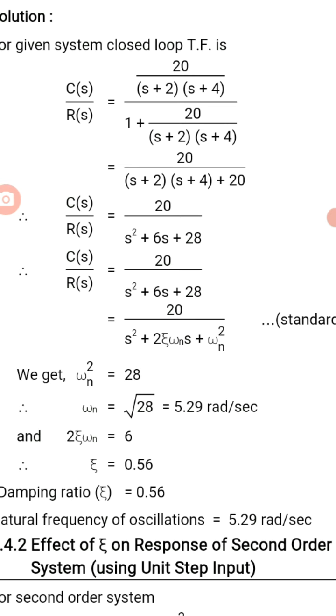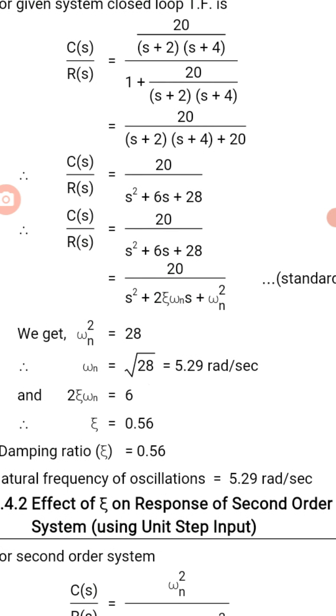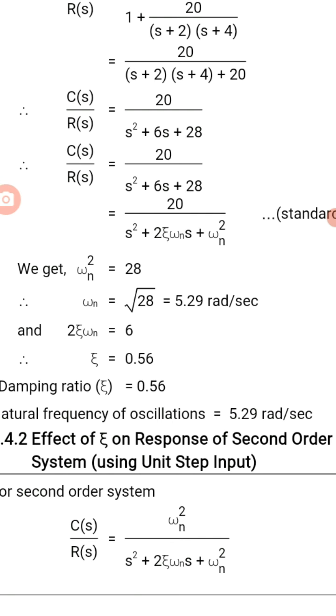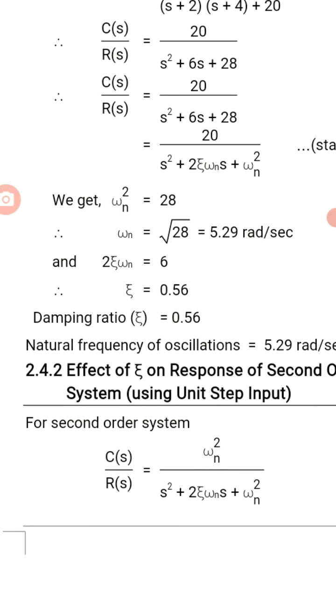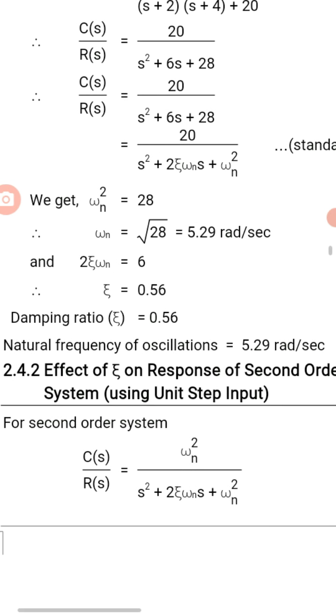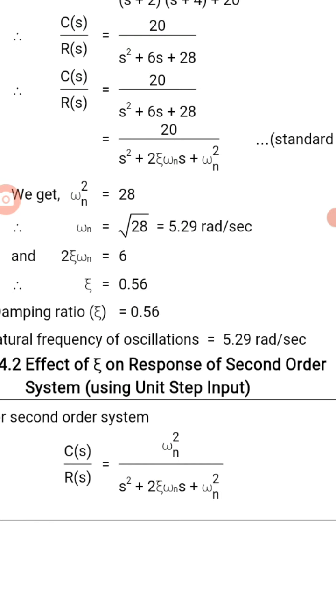28, and so omega n is equal to square root of 28, which is equal to 5.29 radian per second. And 2 zeta into omega n is equal to 6. So zeta is equal to 0.56, damping ratio is 0.56, natural frequency of oscillation is 5.29 radian per second.